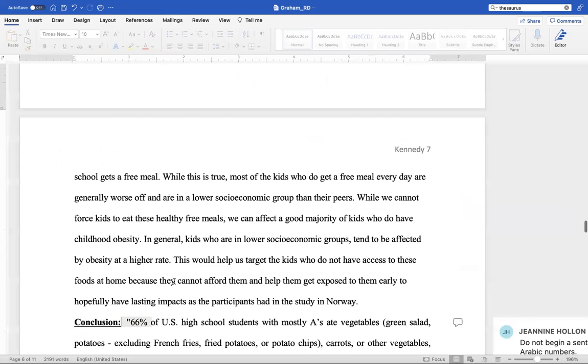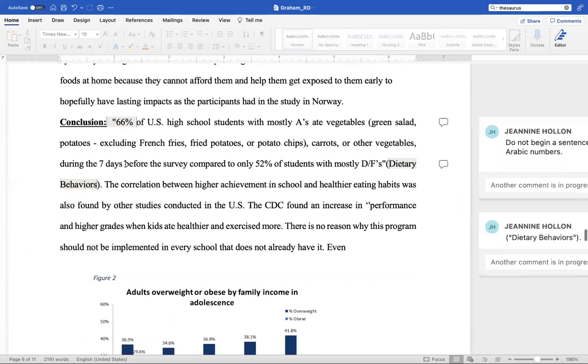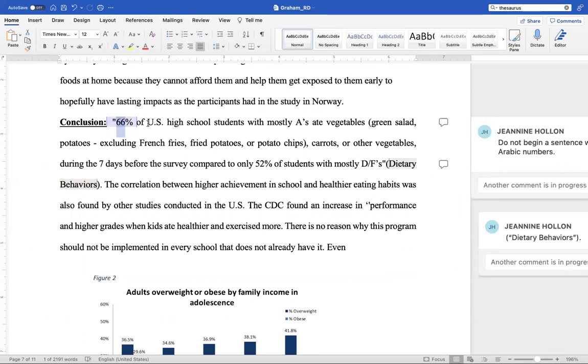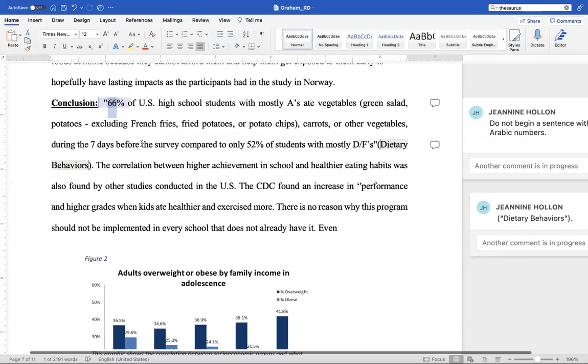Okay, don't start a sentence with Arabic numbers. You get 6 and 6. Some people call them Arabic. If you must put a statistic at the beginning, then spell it out. It'd be capital SIXTY hyphen SIX. Okay.